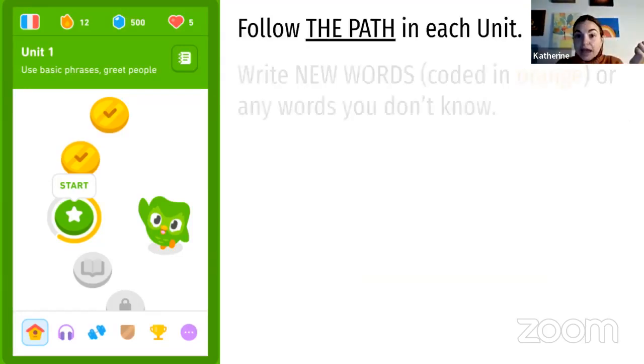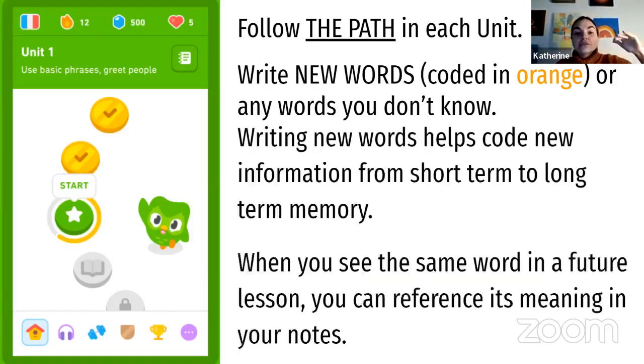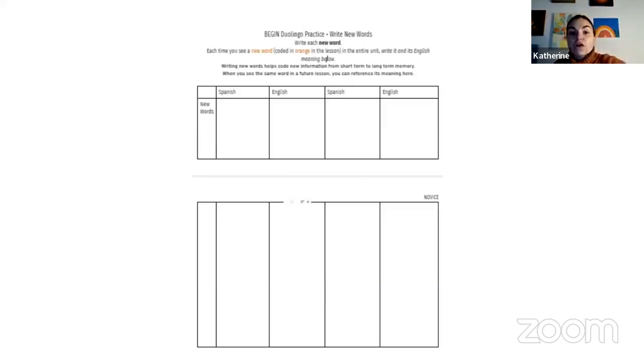One, I have them write new words. So these words are, of course, usually coded in orange, but even if they're not, and the student just feels disoriented about the word, I have them write it down in the target language, which is Spanish, and then in their native language, English. So they kind of have this running, let me show you really quickly, running log of all these new words or phrases that they're learning in that unit. And this is all in the same packet.